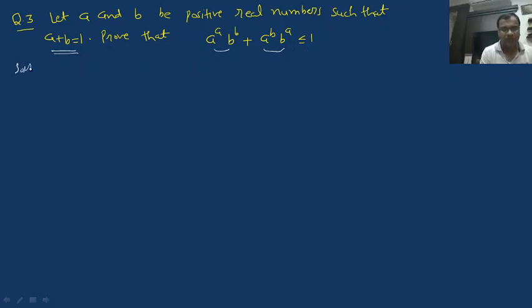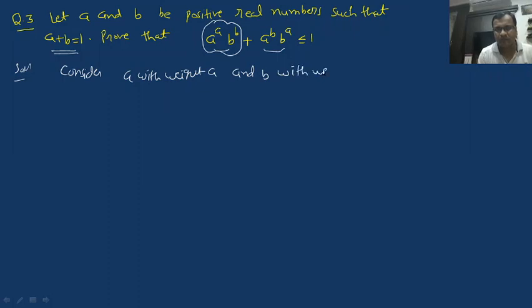Okay. Now in order to create terms like A to the power A, B to the power B, I am going to use the weighted AM-GM inequality here. Consider A with weight A and B with weight B. In order to create this term A to the power A, B to the power B, I have considered A with weight A and B with weight B. So while taking the weighted GM, this term appears.